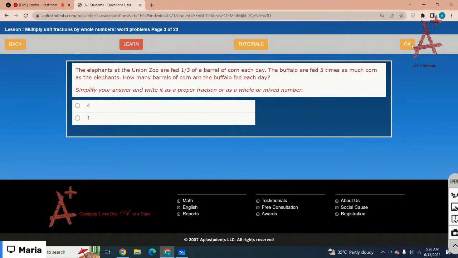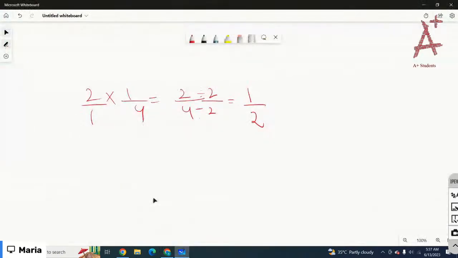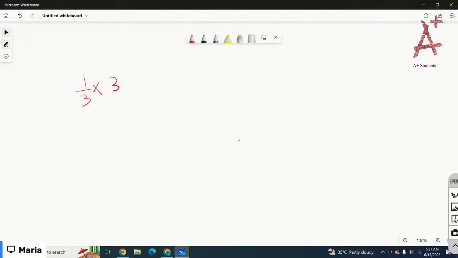Okay, so elephants are fed 1/3 barrel each day, and buffaloes are fed 3 times as much corn as the elephants. Got it? So basically, you have to calculate how many barrels of corn the buffalo are fed each day. The elephants are fed 1/3, and the buffaloes are fed 3 times as many as the elephants. So 3 times 1/3.